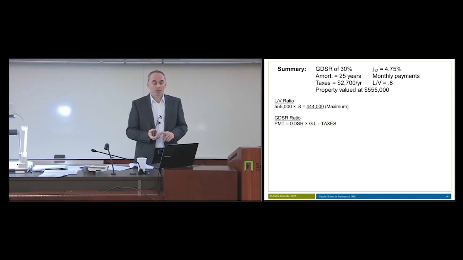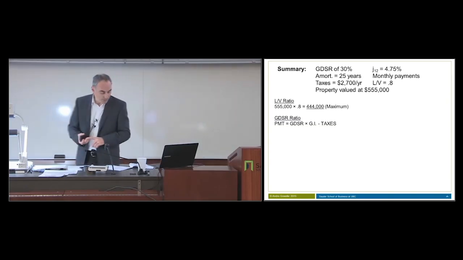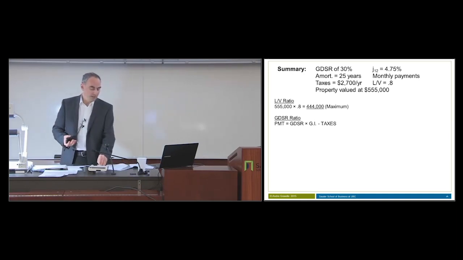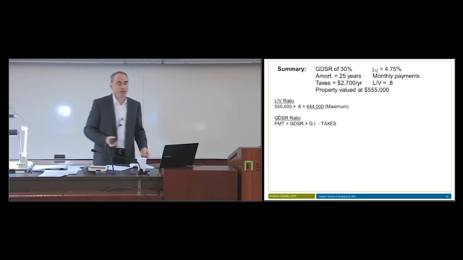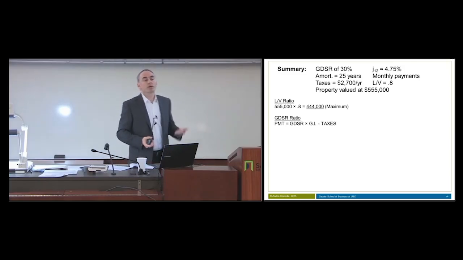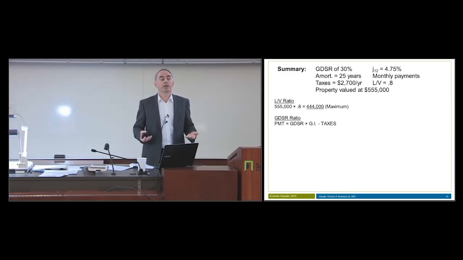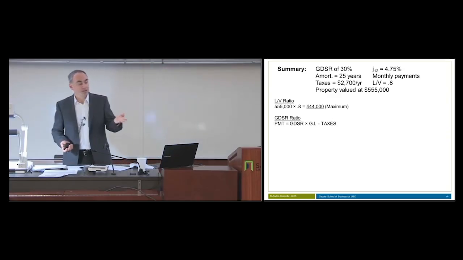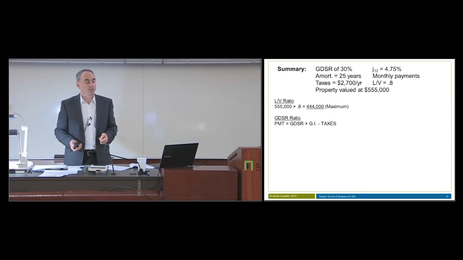The income is also given. I think we had it on the previous slide, which was $94,000, I believe. Yeah, $94,000 was the gross income. And that's gross income. So that's not net income, that's gross income. So gross income was $94,000 in the question. And the taxes were $2,700 per year.